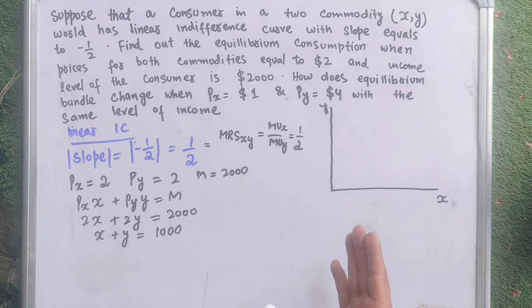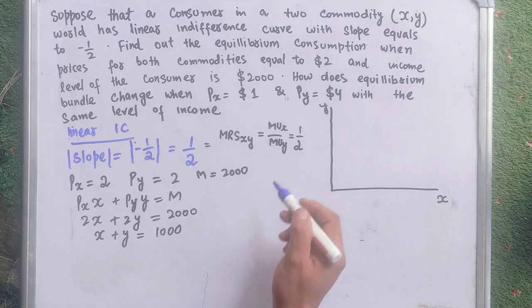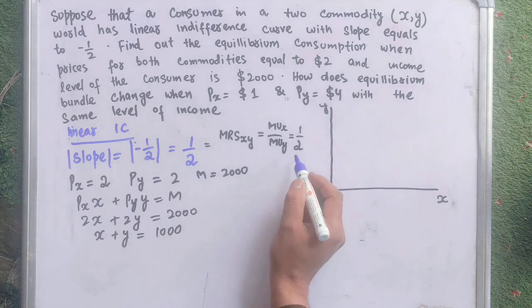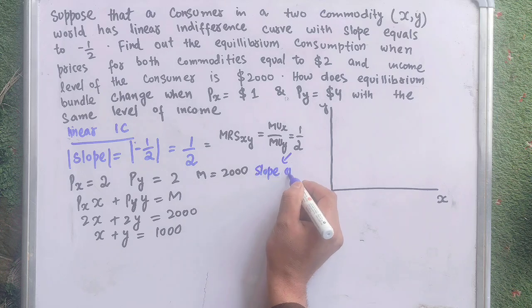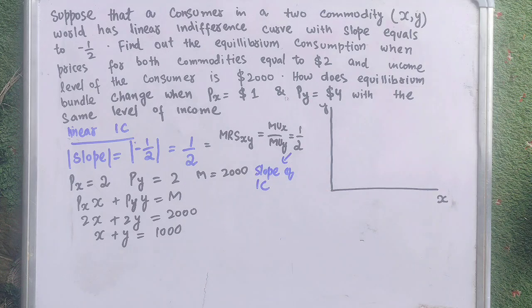With the linear utility function, with the linear indifference curve, how do we achieve the optimality? We compare the slope of the indifference curve. So 1 upon 2 denotes the slope of the indifference curve, and we equate the slope of the indifference curve with the slope of the budget line.